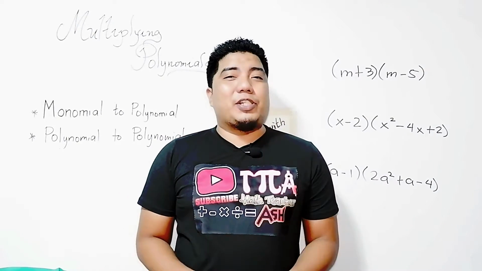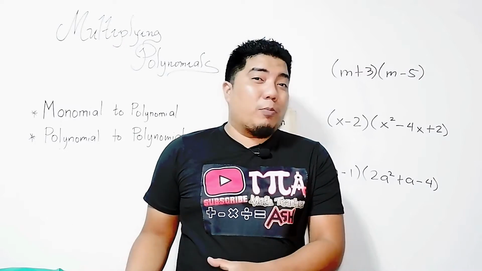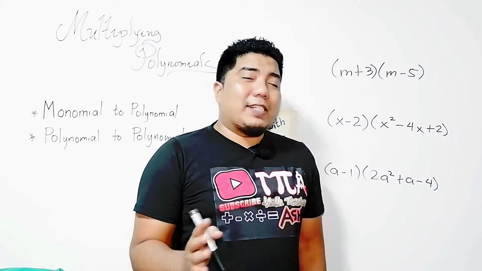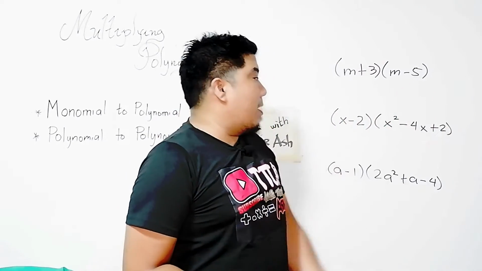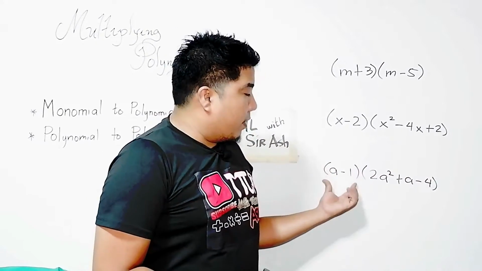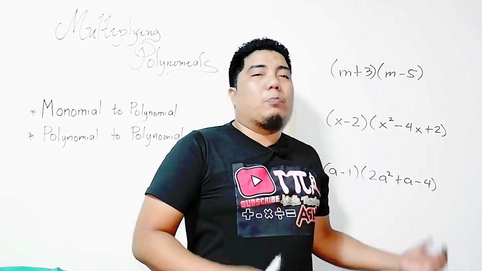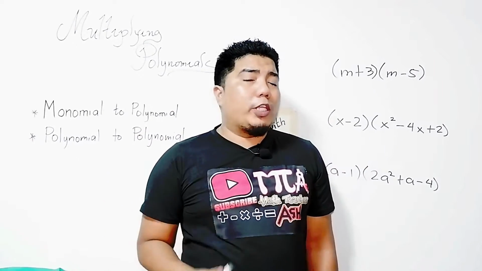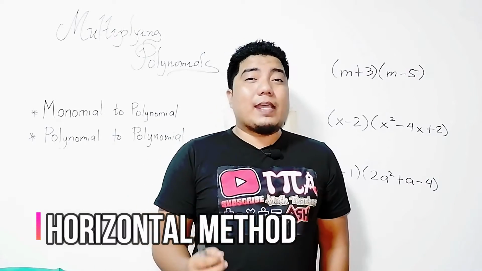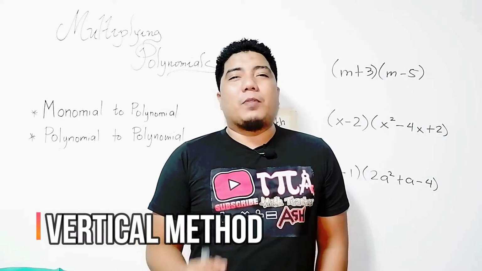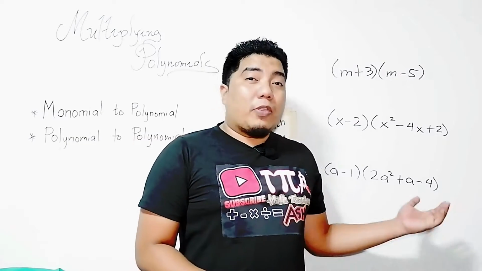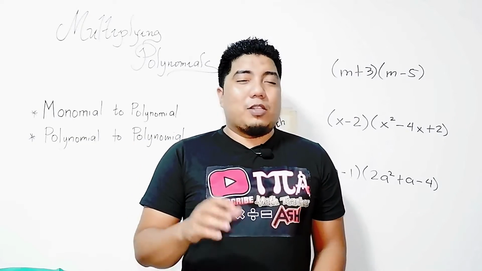But in this part of the exercises, we will be dealing with at least a binomial multiplied to a trinomial or binomial times binomial. Okay, so for our first example, we have binomial times binomial. For the second example, we have binomial times trinomial. And for the third example, we have a binomial times a trinomial. Now, my dear math learners, there are two ways to solve this one. The first one is by the use of the horizontal method, and the second one is by the use of the vertical method. Now, for the first two examples, I will show you how to use the horizontal method, and on the third example, I will show you how to use the vertical method.